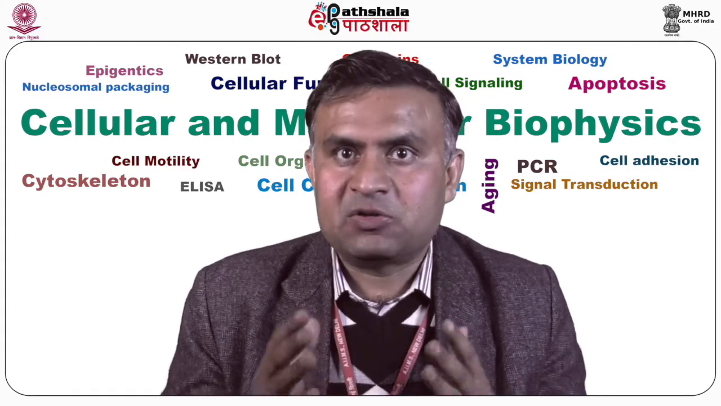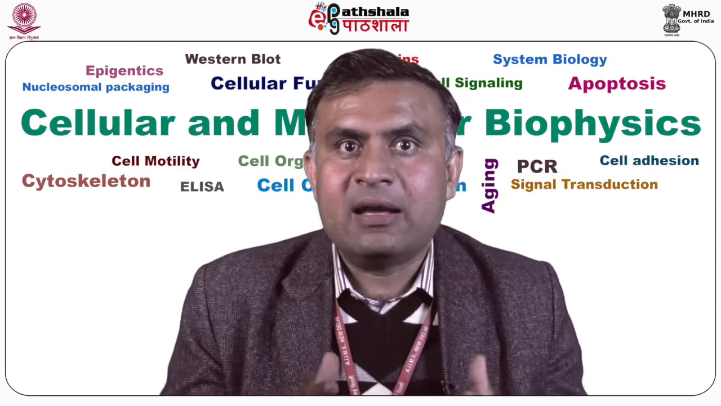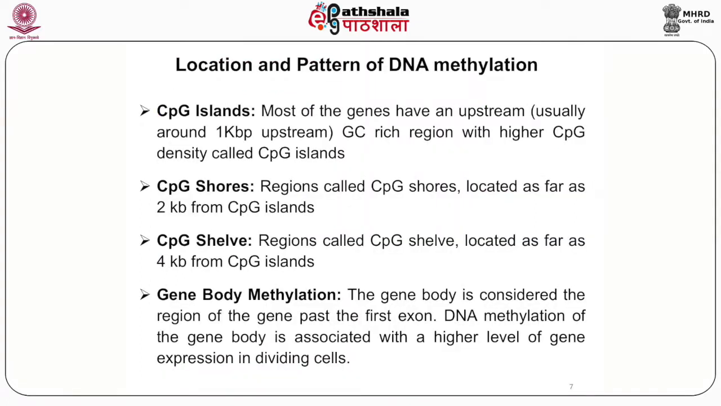CpG island, CpG shore, CpG shelf, and gene body methylation. Most genes have an upstream region, usually around 1 kb upstream from the start site, that is GC rich with higher CpG density, called a CpG island. CpG shores are regions located as far as 2 kb from the CpG island, and CpG shelves are regions located as far as 4 kb from the CpG islands.